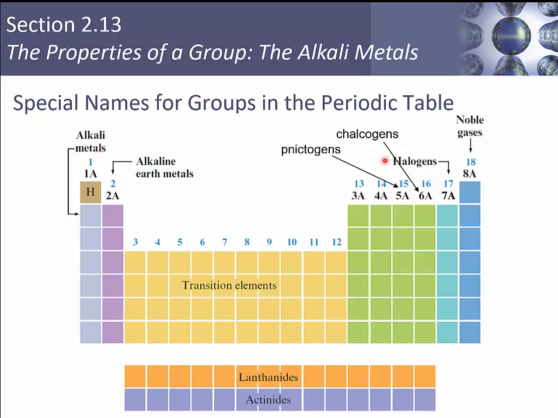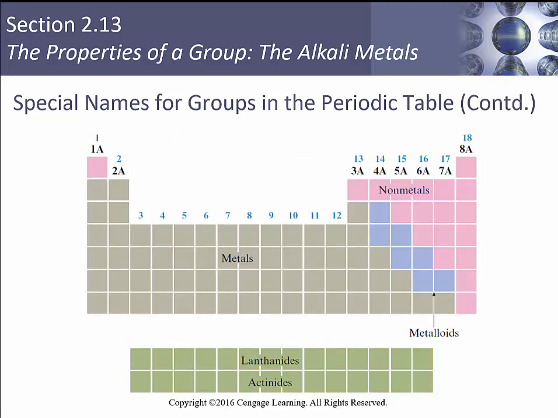elements. 5A are called the pnictogens. So that's nitrogen, the column headed up by nitrogen, and that means the choking elements, because you cannot breathe pure nitrogen. Right? This D block is often called the transition elements, and then we have the lanthanides and actinides. Those are our F block elements.